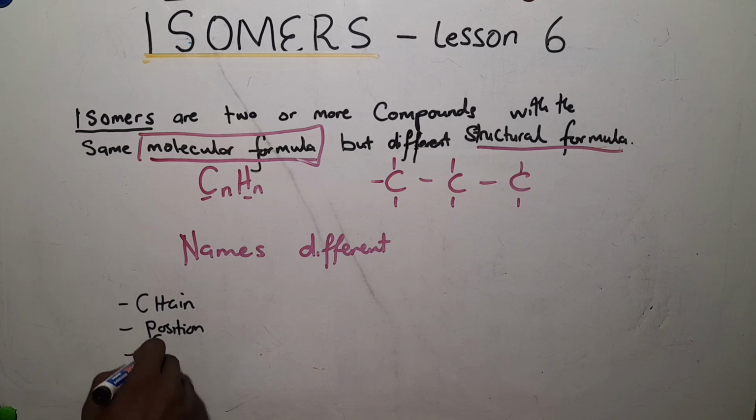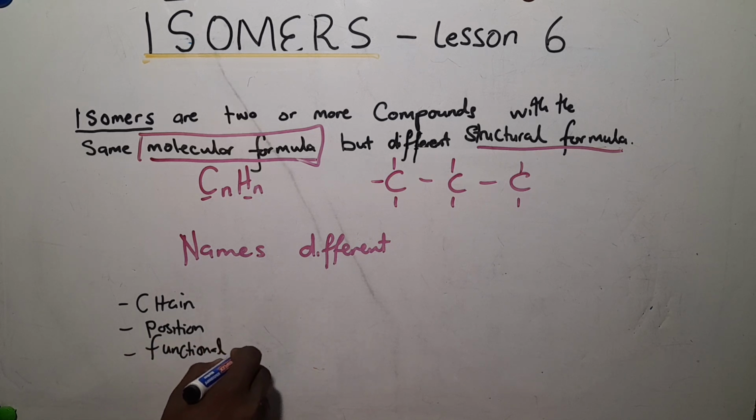and lastly functional group isomers. But this is actually simple. I'll explain this step by step. It's very simple. So let's start with chain isomers.